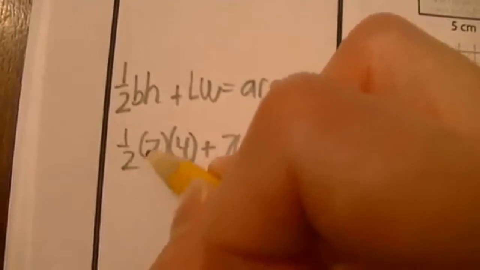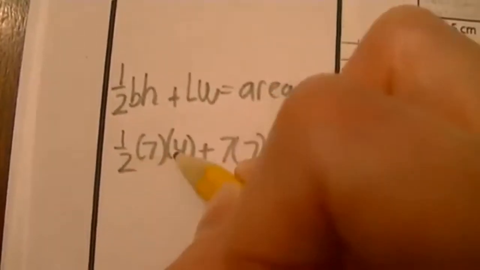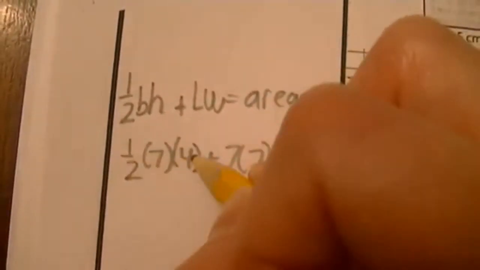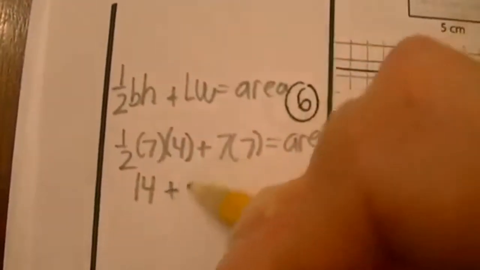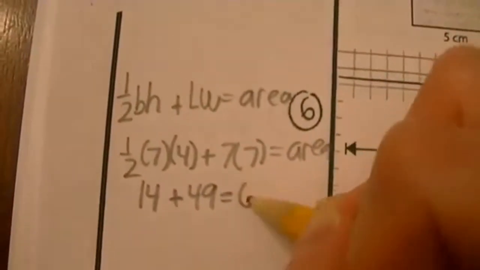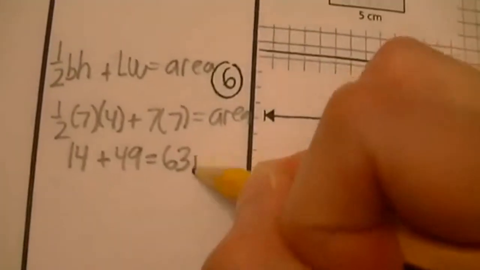Okay. I could go half of 7 and get 3.5, but I don't want to do that because I don't want to go 3.5 times 4 if I'm doing it in my head. So I'm going to go half of 4, which is 2. 2 times 7 is 14. Plus 49, and that's going to give me 63, and this is in meters.